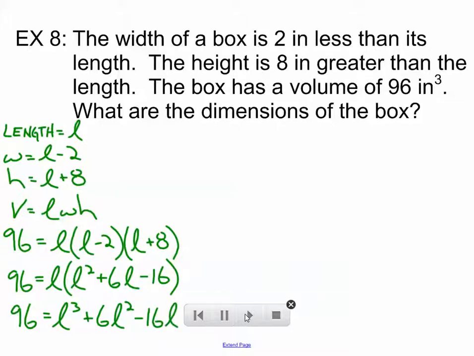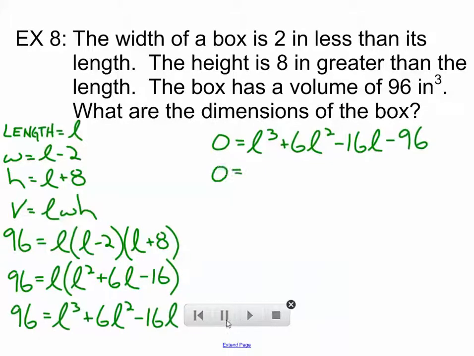And then I'm also going to put it in standard form by subtracting 96 from both sides. I've run out of room, so I'm going to come up here. Subtract 96 from both sides, and we get this lovely looking 4-term polynomial. 4 terms, if I want to factor this, I am going to group it. So I group the first 2 terms together and group the second 2 terms together. Remember, I'm going to put that negative sign in the second group.